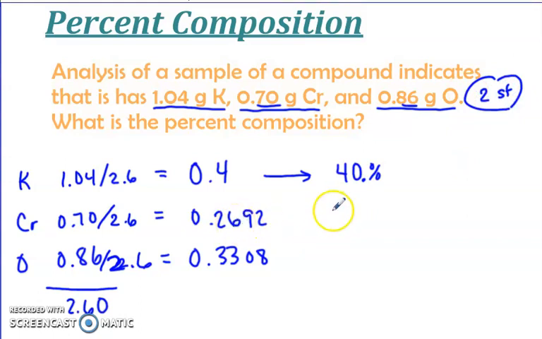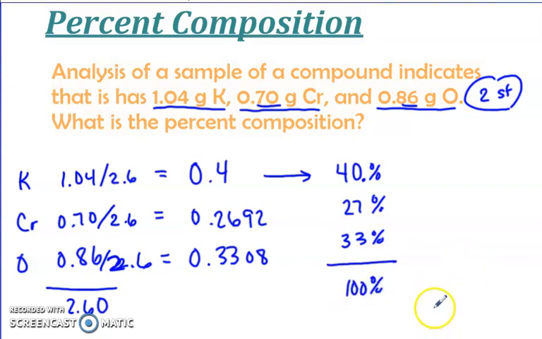So make sure that you do that. So we've got 27% here. Move our decimal over twice. We've got 27%. And we've got 33%. And that looks lovely. I can tell that that adds up to 100%.